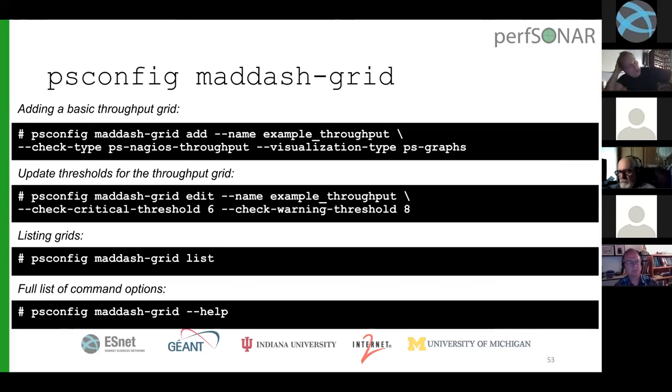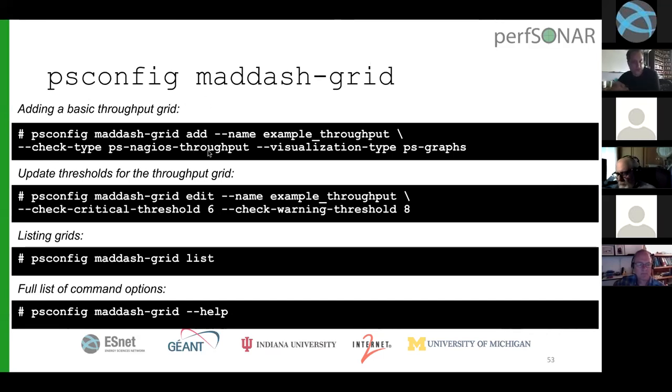So when you install the mad-agent, if you're installing it for the first time, you get a default set of things. So you might not even have to touch a lot of this. But basically how you add these grids and give it instructions for how to display things is through this psconfig maddash-grid command. So the most basic one is here up at the top, where you give it a name, which again is just an identifier if you want to make changes later. Then you specify a check type and a visualization type. So there's a bunch of these plugins that are really just like JSON descriptors, so it's pretty easy to add new ones.